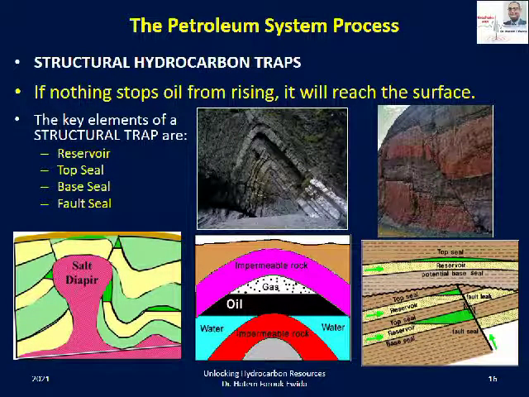So after that, we will talk about the traps. I will mention two main types of traps. Actually, there are different types of traps. I will mention two of them, the two main types of traps, which are the structural hydrocarbon traps and the stratigraphic hydrocarbon traps. The structural hydrocarbon traps could be like a fold, as you see here.